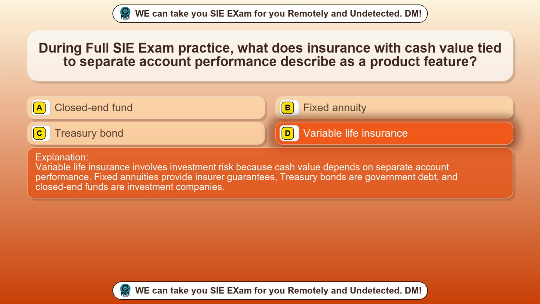Variable life insurance involves investment risk because cash value depends on separate account performance. Fixed annuities provide insurer guarantees, treasury bonds are government debt, and closed-end funds are investment companies.